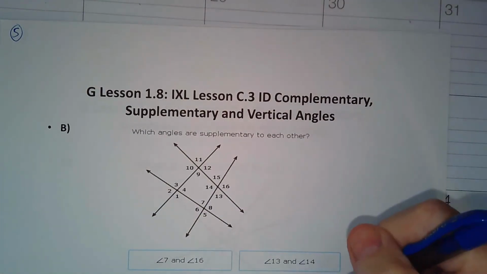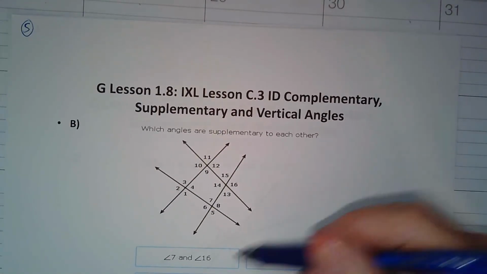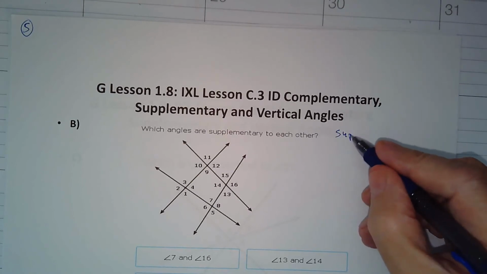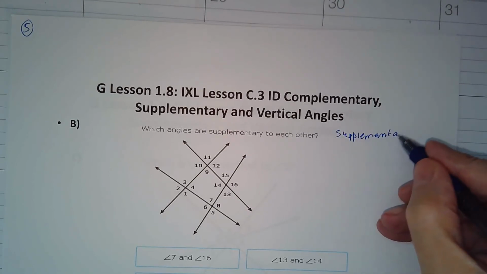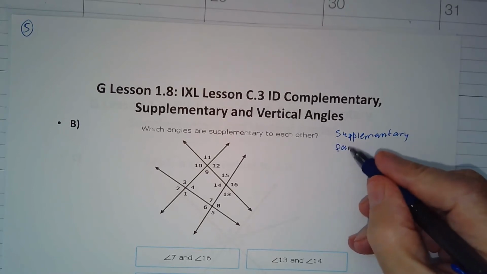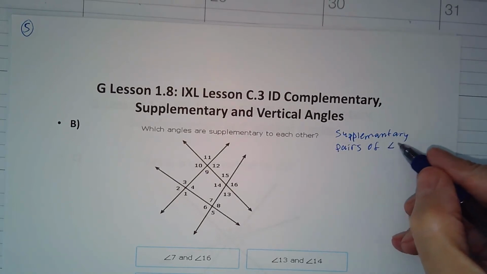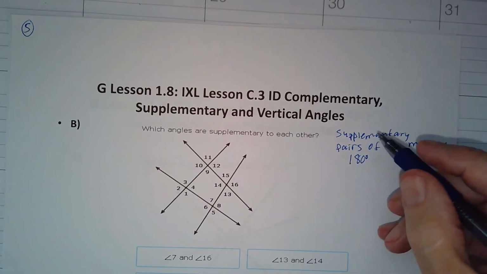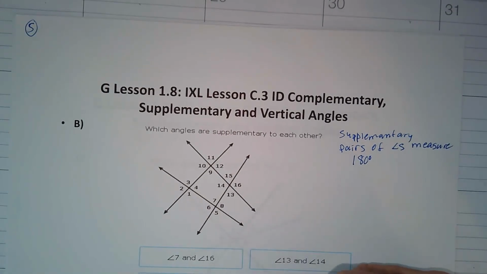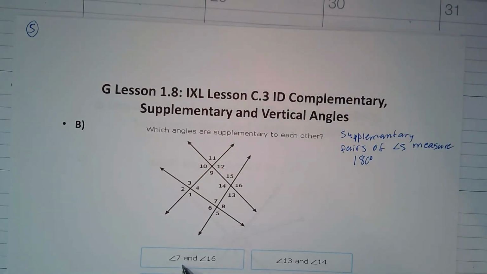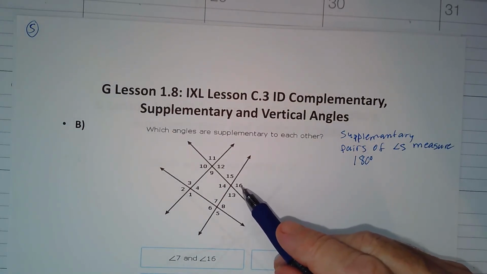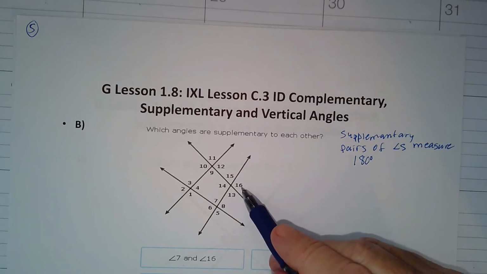Now here I actually give you 4 possibilities, and so you're going to pick one of these 4. So the obvious thing is there could be more possibilities here. So which angles are supplementary to each other? So remember, supplementary angles or supplementary pairs of angles measure 180 degrees. So the easiest way to do this is to look at the different answers and see, would they equal 180 degrees? So they say here, first of all, angle 7 and angle 16 are supplementary. So let you check it. Angle 7 is down here and angle 16 is here.